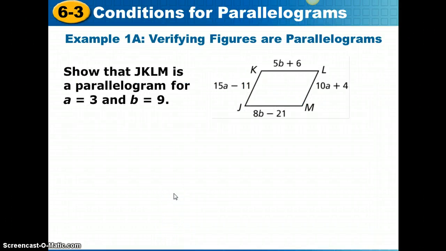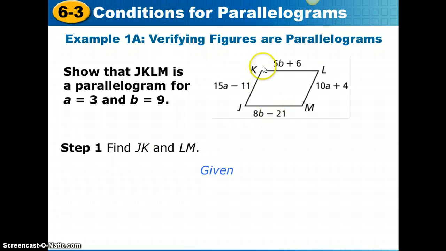So let's work through some examples. First, example 1a. We are given this quadrilateral. You are not told that it is a parallelogram. We want to verify that it is when a is 3 and b is 9. So our first step is to find JK and LM. We are given JK is 5a minus 11.